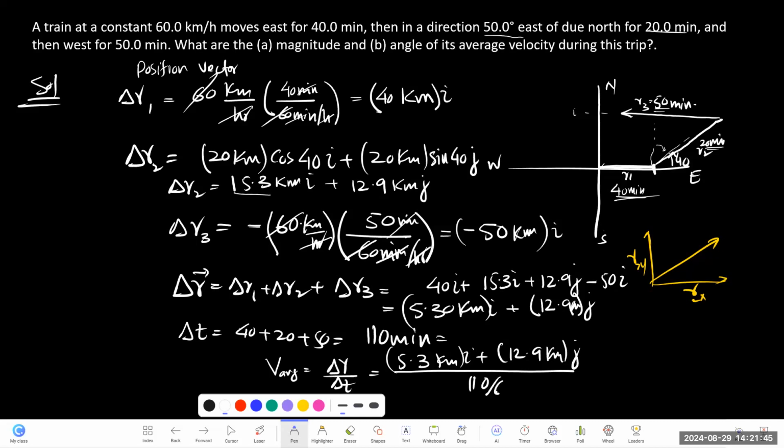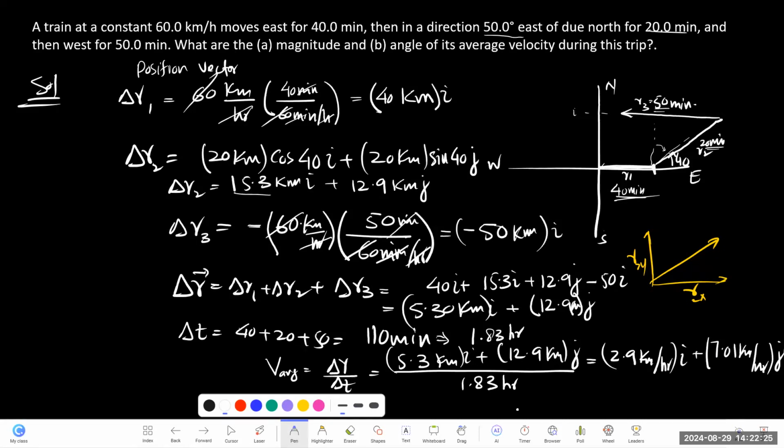So 110 divided by 60, and the answer is 1.8 hours. So I can write 1.8 hours. When I solve this, I'm going to get a vector, so it's going to be 2.9 kilometer per hour i plus 7.01 kilometer per hour j.